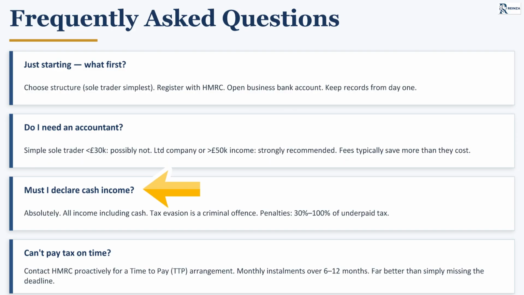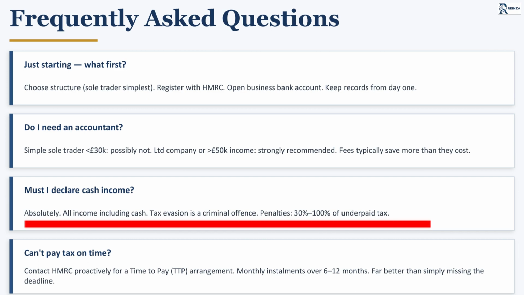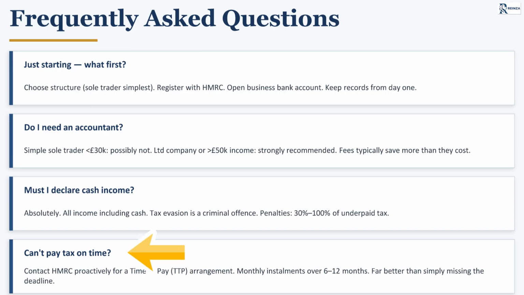Question 3. Do I have to declare cash income? Absolutely. All income, including cash, must be declared. Tax evasion is a criminal offence. HMRC has sophisticated methods for detecting undeclared income, and the penalties range from 30 to 100% of the underpaid tax, plus possible criminal prosecution.